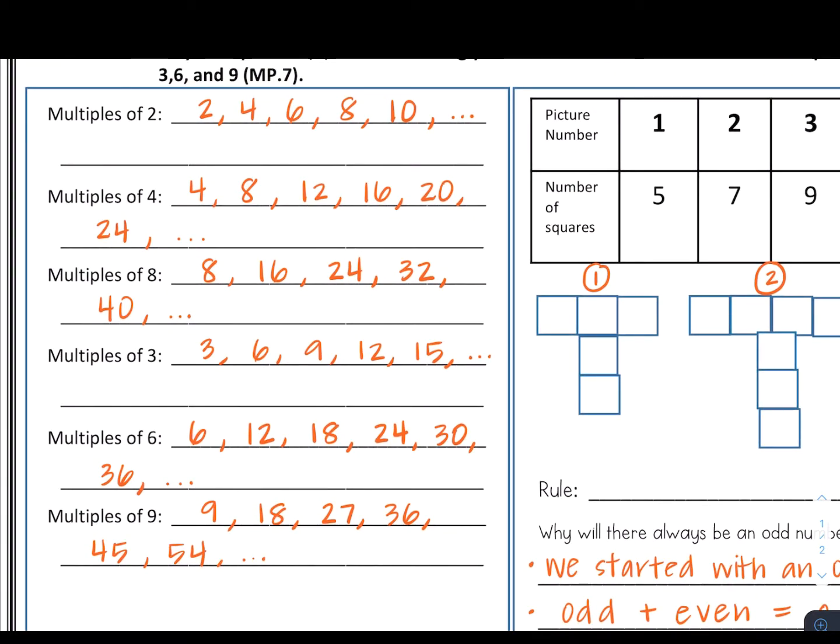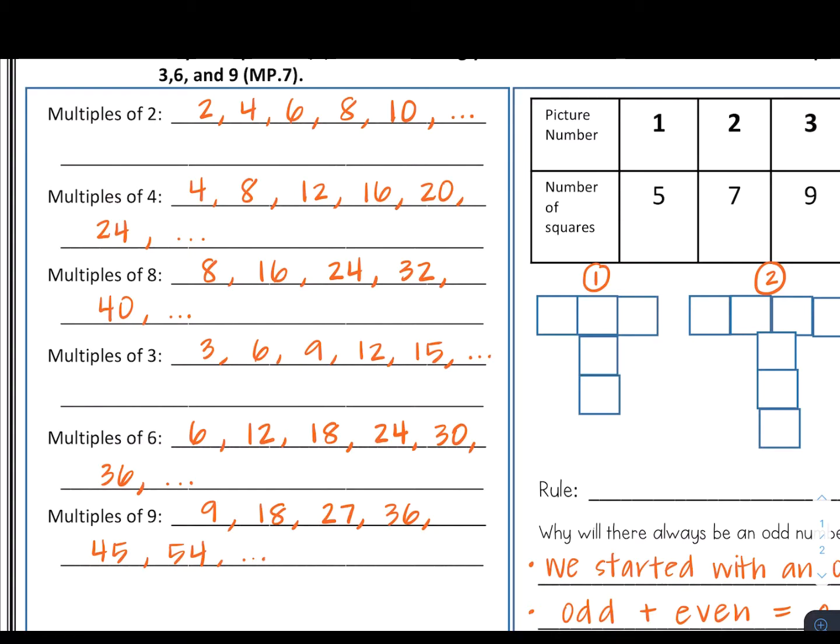Multiples of 2: 2, 4, 6, 8, 10, basically all your even numbers. Multiples of 4: 4, 8, 12, 16, 20, 24, and so on. So you're skip counting by 4. Multiples of 8, when you get to larger numbers, you can think to yourself, 8 times 1 is 8, 8 times 2 is 16, 8 times 3 is 24, 8 times 4 is 32, 8 times 5 is 40, and so on.